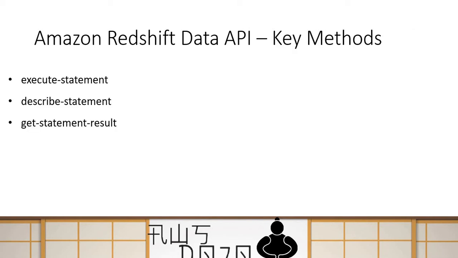There are three methods which are key. There are many more methods beyond these three, but I believe these three are the key methods to understand the fundamentals of the Data API. The first method is execute statement. When you run execute statement, this is where you say, this is my Redshift cluster, this is my SQL command, this is my authentication method, go and run my command. You submit your SQL statement.